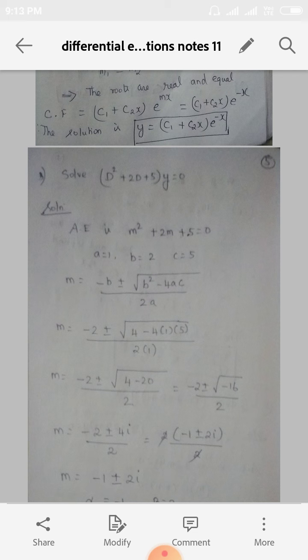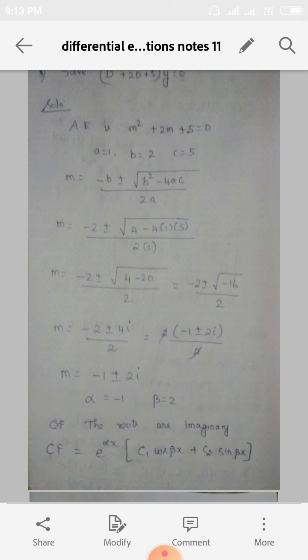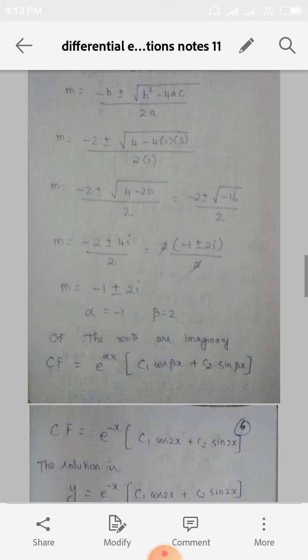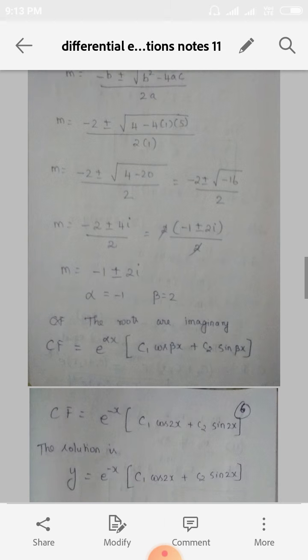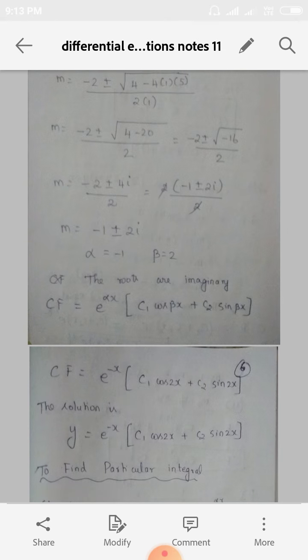What is a? a is equal to 1, b is equal to 2 and c is equal to 5. Therefore, m is equal to minus b plus or minus root of b square minus 4ac by 2a. Substituting all the values, we get the roots: minus 1 plus or minus 2i. This is in the form of alpha plus or minus beta i, so alpha is equal to minus 1 and beta is equal to 2. So what is this case? The roots are imaginary.